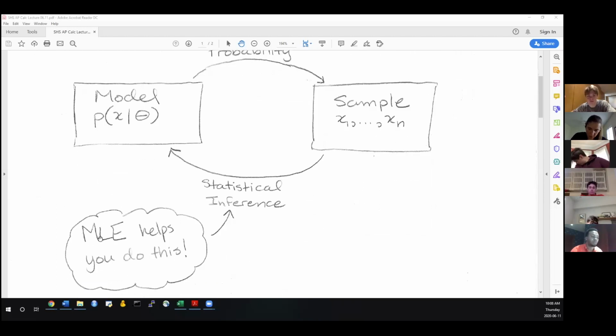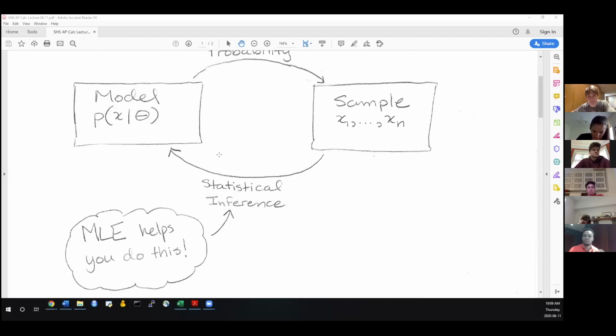And maximum likelihood estimation, which I abbreviate MLE in this document, is a method that helps you do this process called statistical inference, going from observations in the world and trying to reconstruct the probability model or the statistical model that was used to generate that set of observations. So I hope that was a bit easier to parse. Let me know if you have any questions.